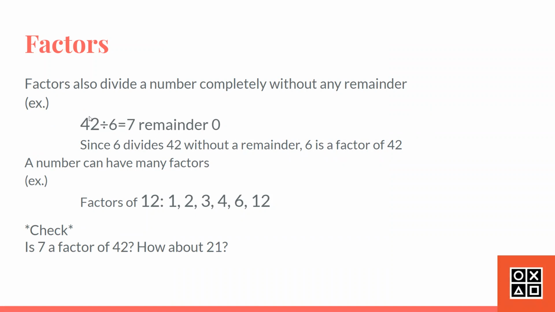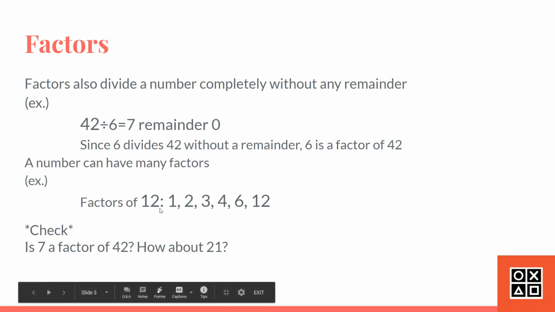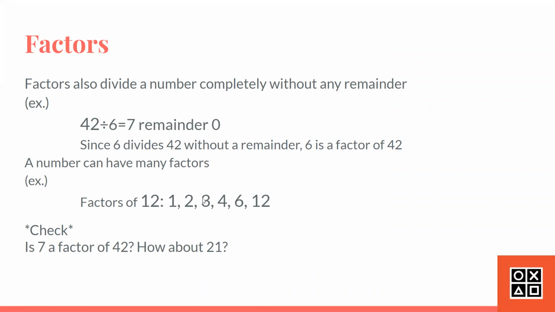A number can also have many factors. For example, factors of 12 are 1, 2, 3, 4, 6, and 12. So when we divide 12 by 1, it equals 12. 12 divided by 2 is 6. 12 divided by 3 is 4. 12 divided by 4 is 3, and so on.